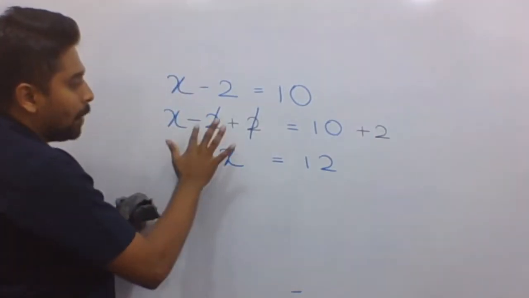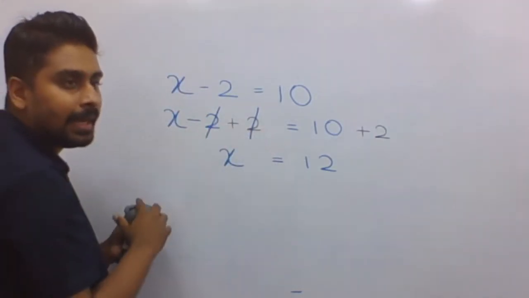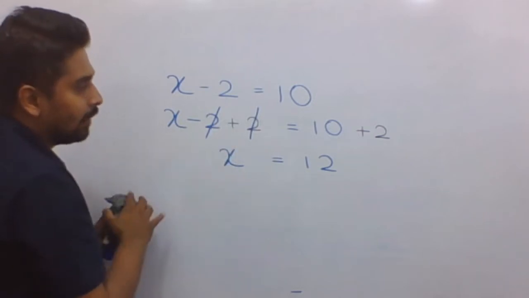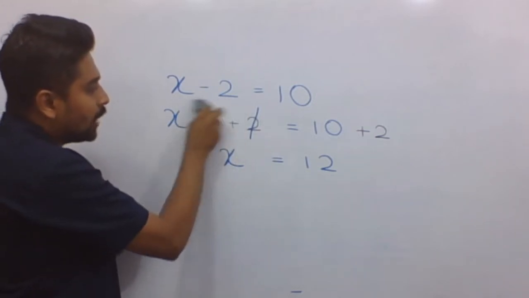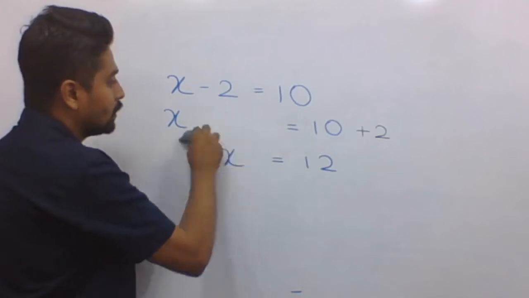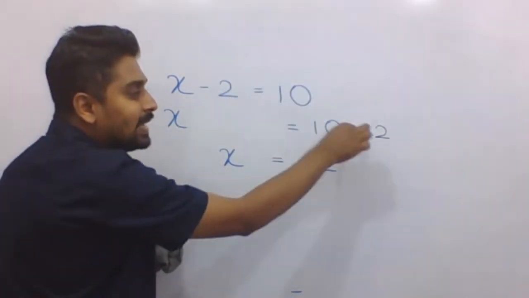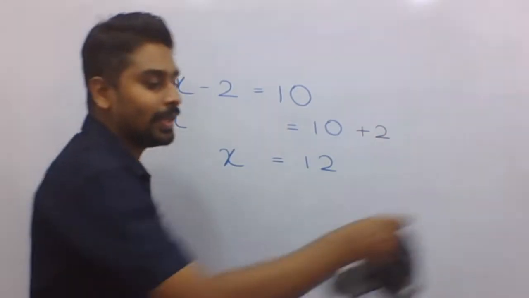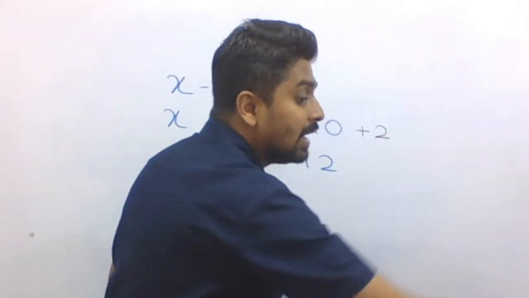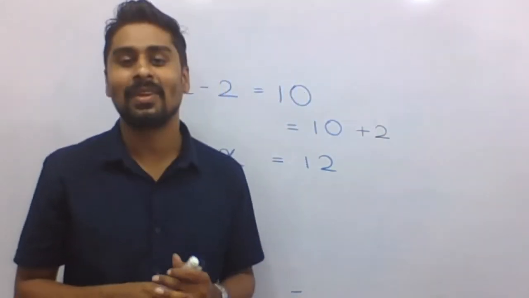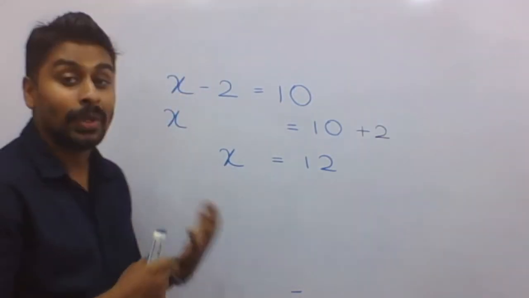Anyway, this cancels, so there is no need to show it. Normally we are not going to write this one. So what we will do actually, this minus 2 goes to the other side as what? Plus 2. That's only what we are doing. Then it is easy, we can save our time as well as do it quickly, right?